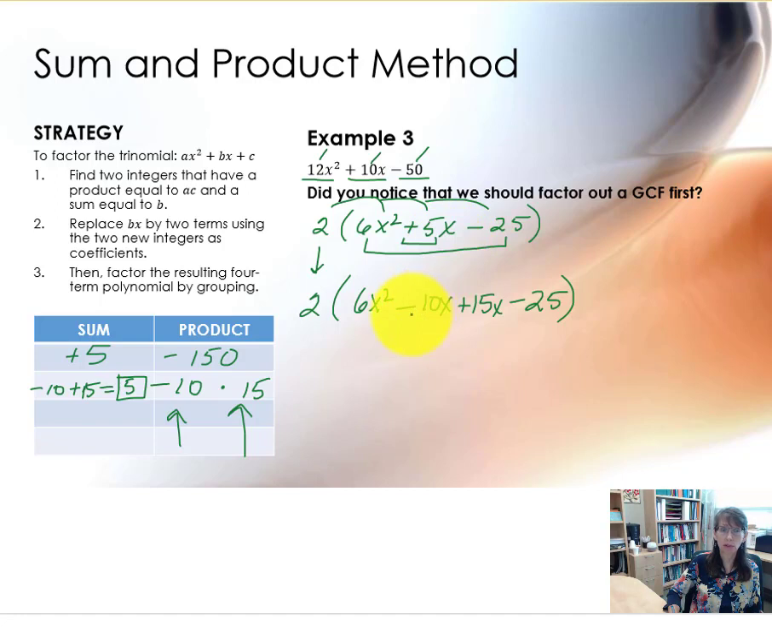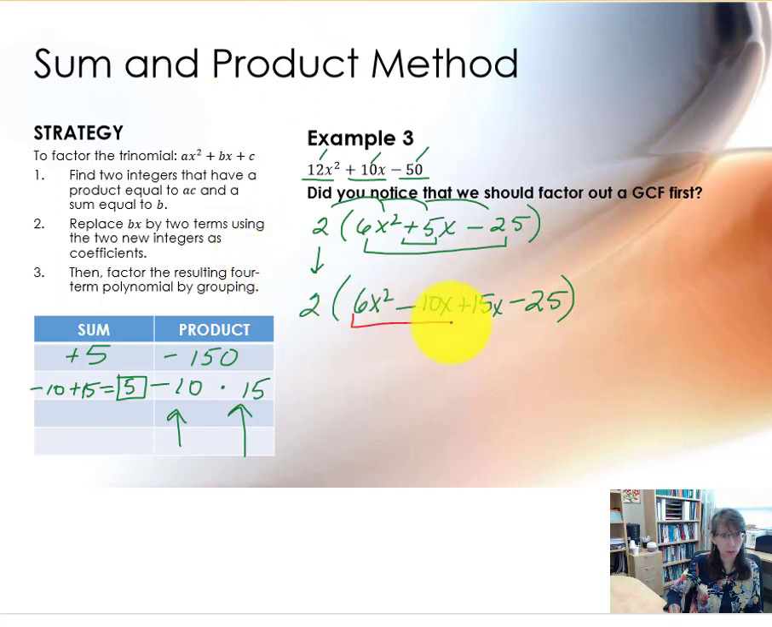I know whether to use plus or minus according to plus and minus used in our sum and product table. So you don't have to guess what to use. You'll already know. Notice we have 4 terms. That means we're using the grouping technique.